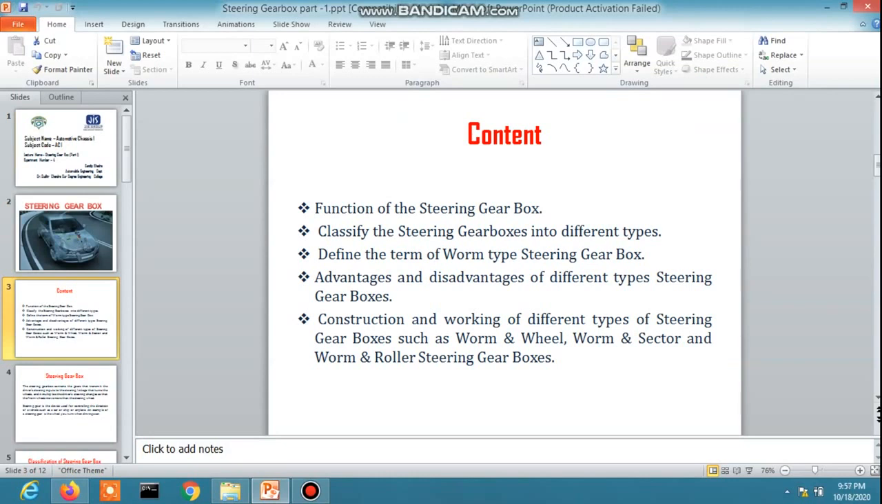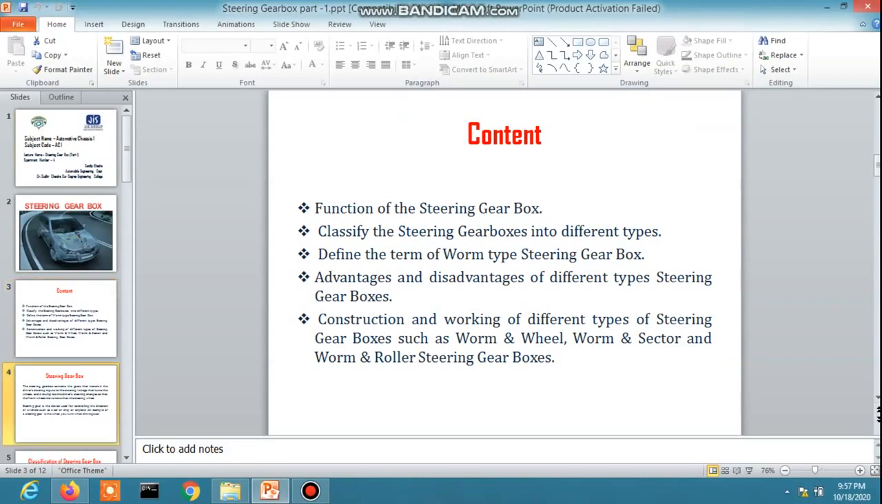Function of the steering gearbox, classification of the steering gearbox into different types, the definition of the worm type steering gearbox, advantages and disadvantages of different types of steering gearbox, and construction and working of different types of steering gearbox such as worm and wheel, worm and sector, and worm and roller steering gearbox.